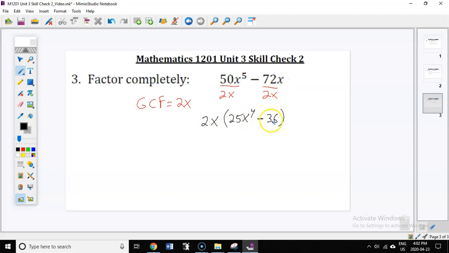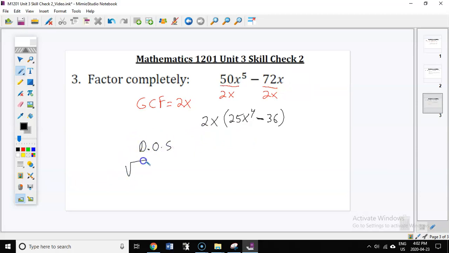Now, a lot of people stop here because they've done something, right? You've done a GCF, you want to stop. But if you look at these numbers now, they're both perfect squares and they're subtracted. So we're not finished. Now we need to do difference of squares.